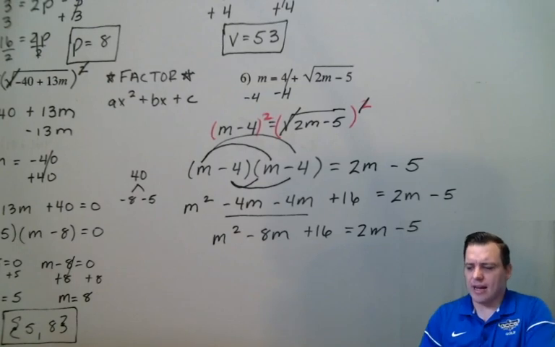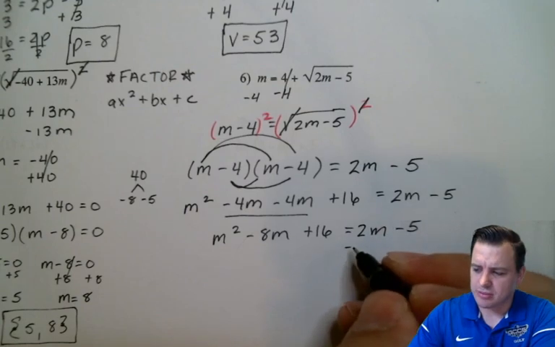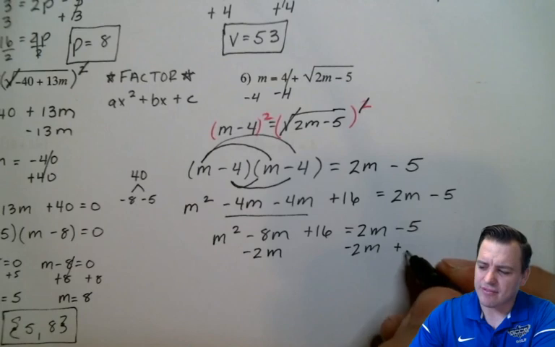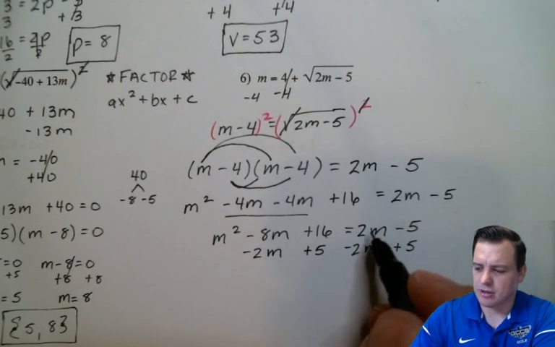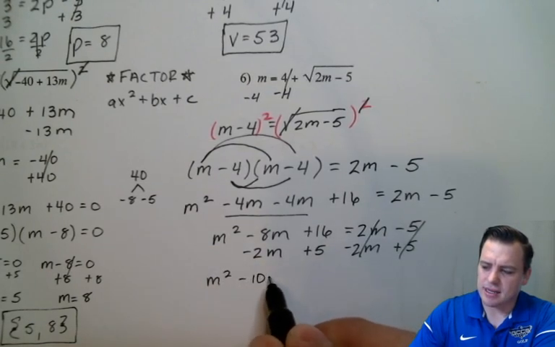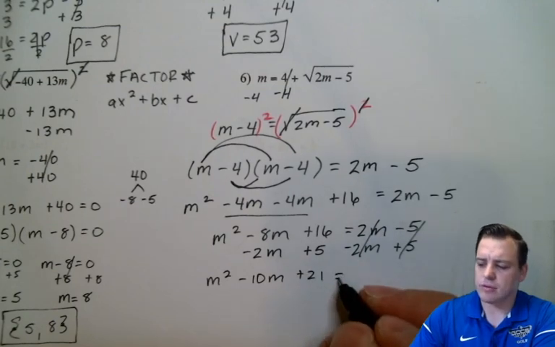So then from there, guys, I just need to get these two over here. So I'm going to subtract 2m from both sides, while at the same time adding 5 to both sides. So just making that side 0, so all that cancels. And then I got m squared minus 10m, and then plus 21 equals 0.